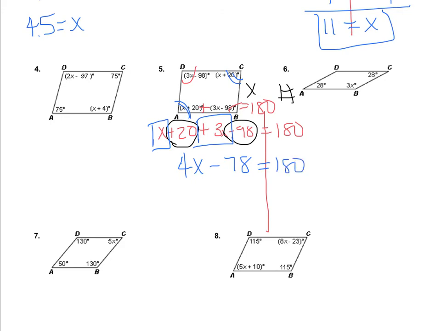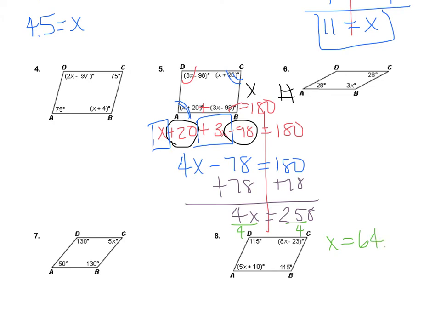So I'm still trying to get x by itself, so I'm going to add 78 to both sides. So I get that 4x equals 258. And the last thing I need to do to get x by itself is divide both sides by 4. And when I divide 258 by 4, I get that x equals 64.5. So as long as x is 64.5, then this is a parallelogram.